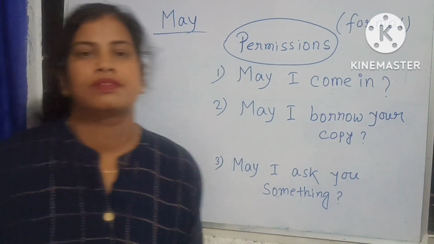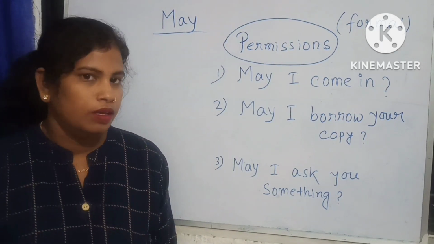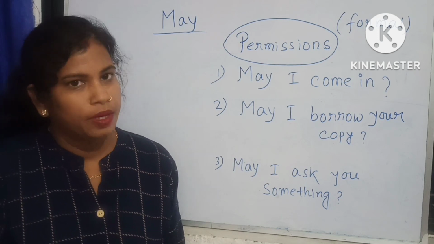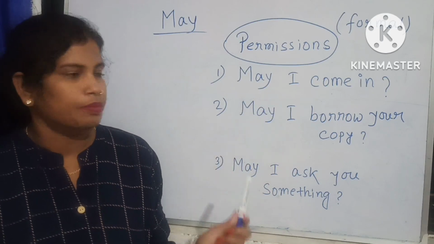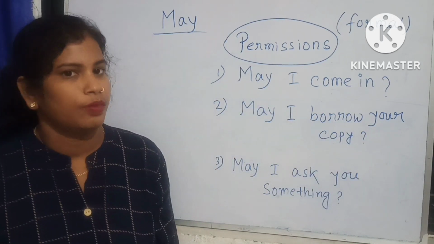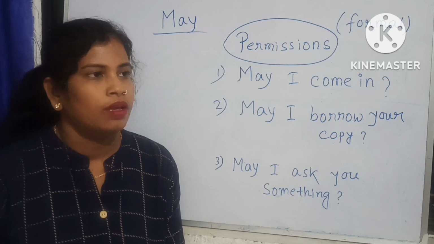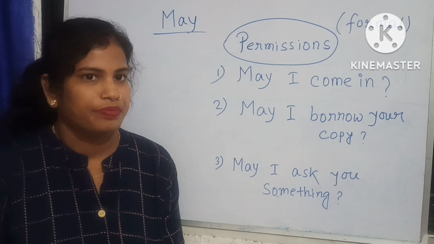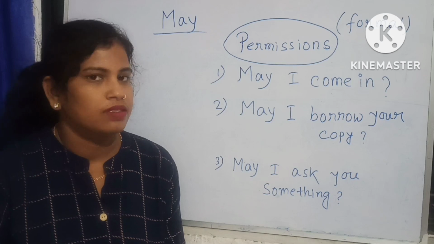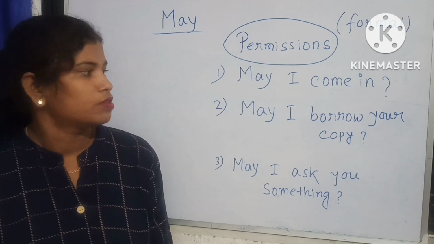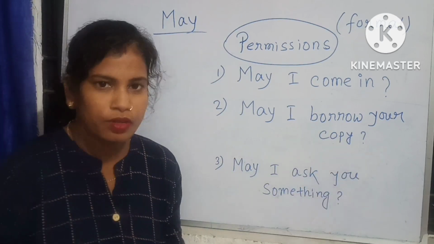First of all, let's see when to use may. We use may when we want to seek permission, and remember, for formal permission. Let's look at these examples. May I come in? You ask your teacher, Ma'am, may I come in? You don't say, Can I come in? Because can is capability. It is not actually permission. So don't get confused.